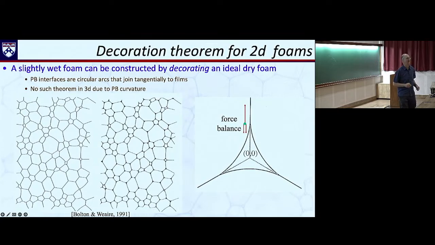Sriram. Yeah. So you're saying the theorem is that if you have a reference dry foam, then if you know the amount of liquid, you can house that amount of liquid in these equilateral circular triangles. Is that right? That's correct. I see. Okay. That's correct. So this so-called decoration theorem. Okay, Rajesh, please.